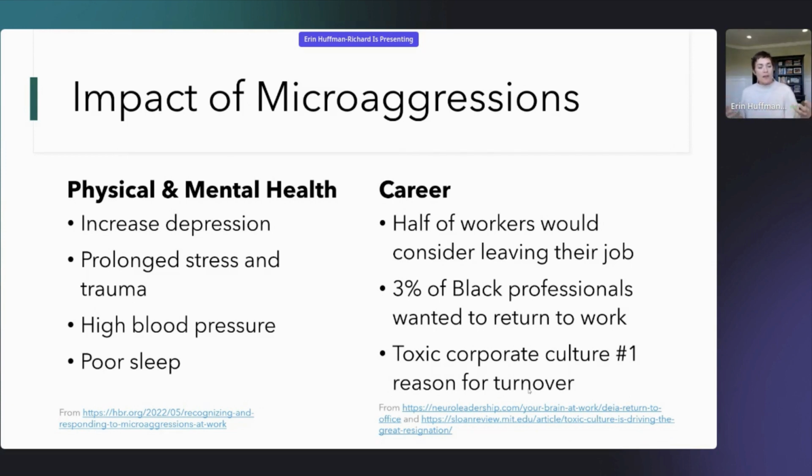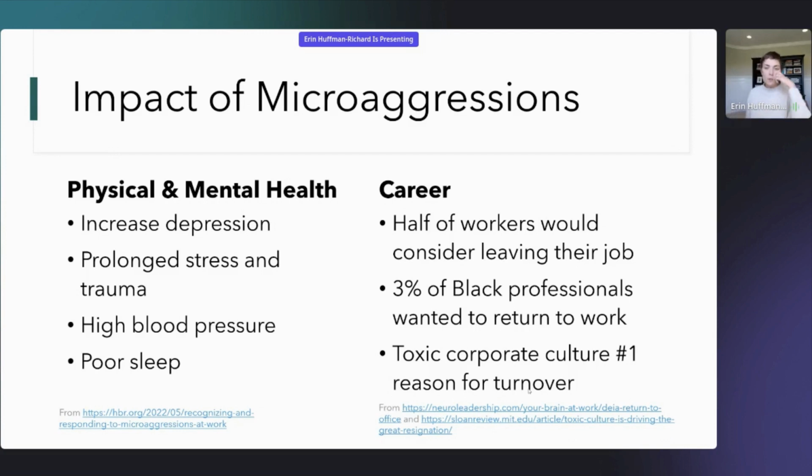So from a physical health and a mental health perspective, microaggressions can really lead to an increase in depression, prolonged stress and trauma, high blood pressure, and poor sleep. From a career perspective, in a study that was recently done in the past couple of years, it was found that half of workers will consider leaving their jobs because of the daily microaggressions that they're experiencing.